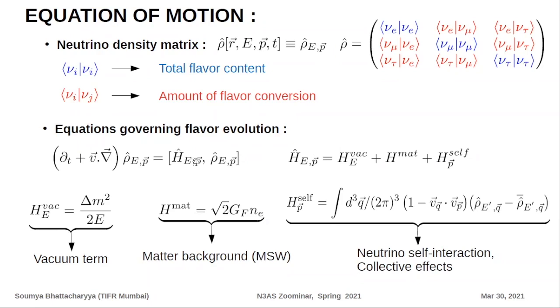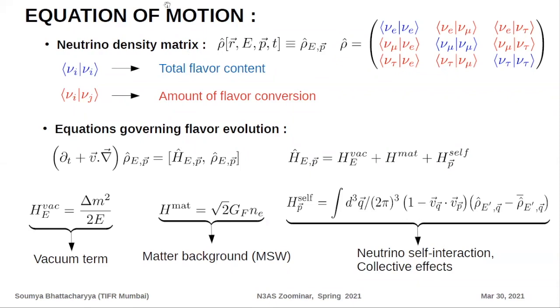where the Hamiltonian has three parts in it. The vacuum part comes from the usual vacuum oscillation. The matter part is due to the density profile inside the supernova, and when neutrinos interact with the background matter, it creates a matter potential, which is responsible for MSW type resonances. And there is an extra term which comes in this type of special environment, which is the neutrino-neutrino interaction term. This neutrino-neutrino self-interaction term causes something known as collective effects or fast conversion, which we will mainly focus on in this talk.